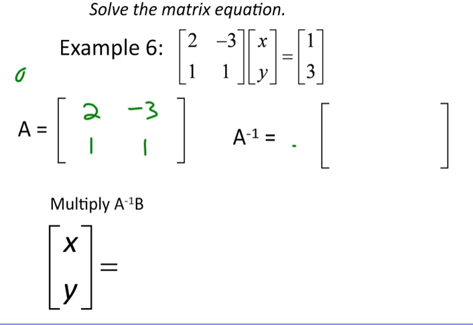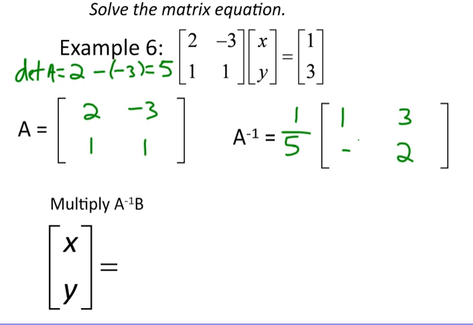Is there a determinant? Let's make sure. Determinant of A is equal to 2 times 1, which is 2, minus negative 3 times 1, which is negative 3. So the determinant is 5. So we found that the determinant is 5, so we'll put 1 over 5. A inverse is equal to 1/5 times the matrix where the 1 and 2 switch places. Negative 3 changes to positive 3, and positive 1 changes to negative 1. So that is the inverse of A.